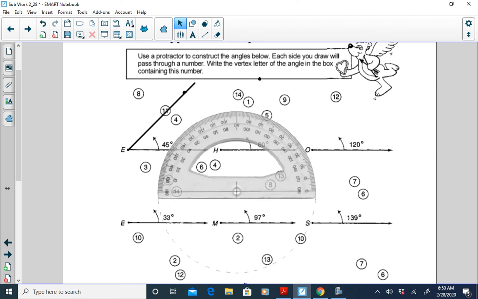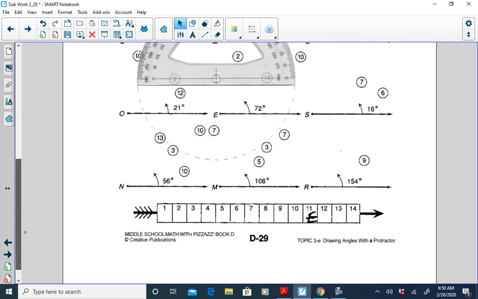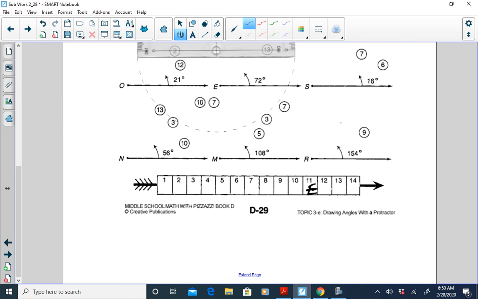All right, and then move the protractor out of the way. Use a ruler or the edge of the protractor. Draw another ray through that number, and it looks like that is number 1, right? Couldn't see that. Let's see. What is that? Yeah, that's number 1. Number 1, we're going to write letter H. So number 1, we write letter H, and that's how you would do assignment 2.